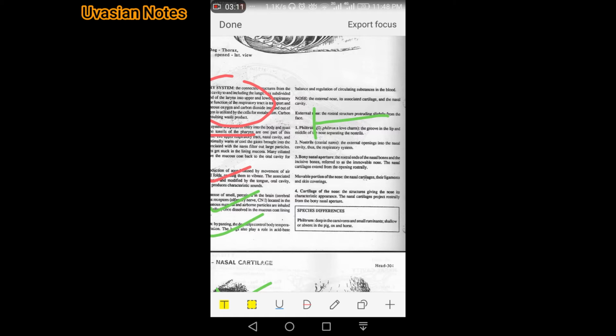Then the nostrils or the rostral nares, these are the external openings. Or if we move from external to internal, we can also say that the nostrils open into the nasal cavity. This bony nasal aperture is basically the rostral ends of the nasal bones and the incisive bones, which are referred to as the immovable part of the nose. The nasal cartilages form the movable part of the nose. There are different cartilages which form the movable part of the nose. We will talk about them in the next slide.